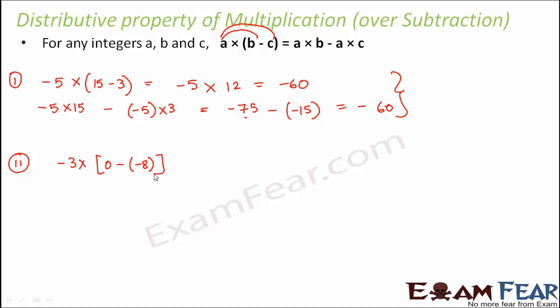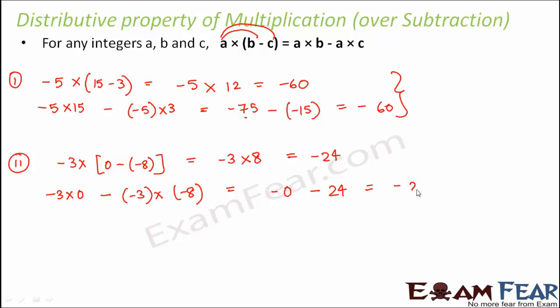Now we are taking a mix of negative, positive integers, even 0, so that we know that this holds true. So this would be minus 3 into 8, which is equal to minus 24. Now when you make use of the property, it becomes minus 3 into 0 minus 3 into minus 8. So this is equal to minus 0 minus 24, which is again equal to minus 24. So in this case also we see that both of them give equal results. Therefore we can verify that A into B minus C is definitely equal to A into B minus A into C.